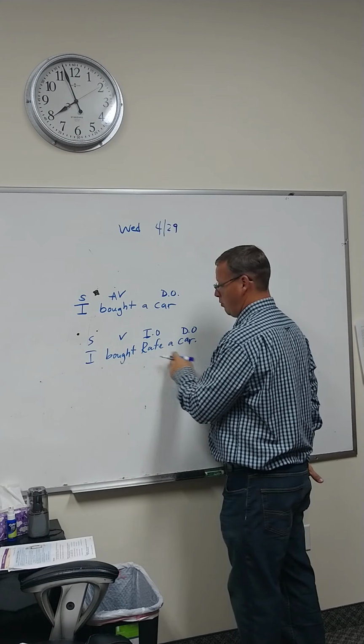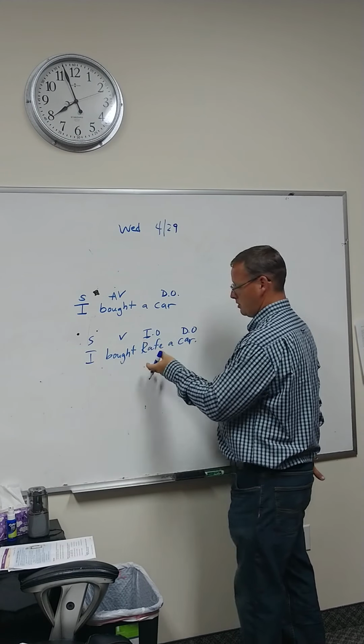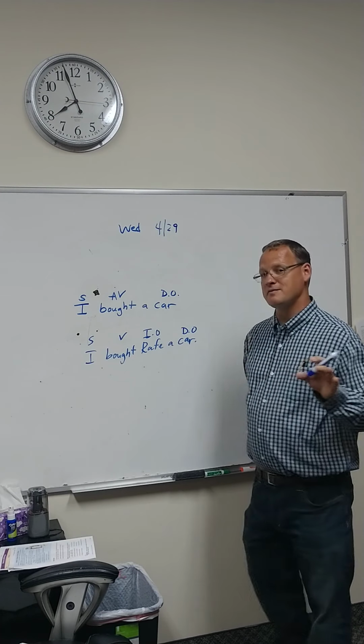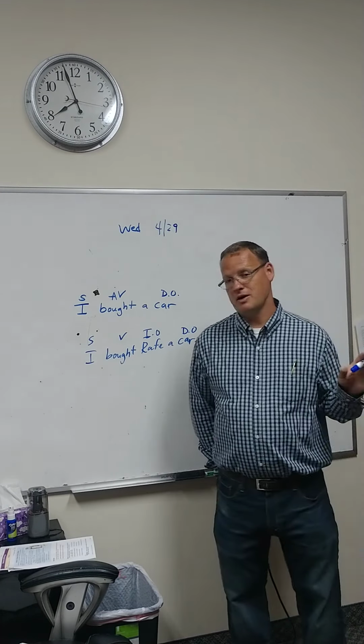I bought what? A car. For who or to whom? I bought Rafe a car. Now, you do not always have to have a direct object when you have an action verb. You don't always have an indirect object. Okay? You won't always have those.